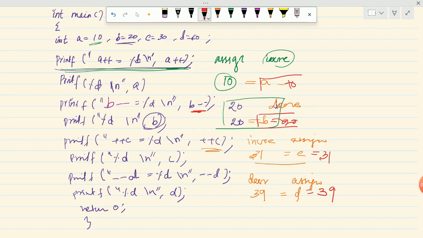Understood? So a++ means first it will assign the value and then it will increment. ++a means first it will increment and then only it will assign to the variable. Okay.